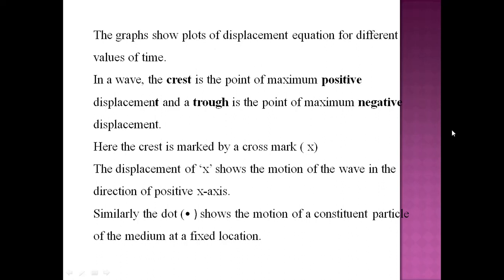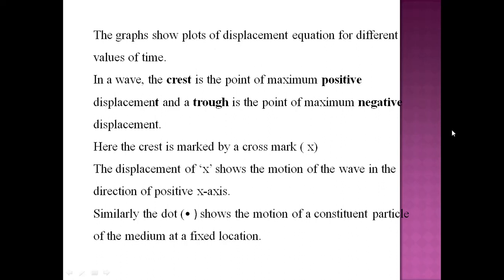So once again, the explanation is as follows. The graphs show plots of the displacement equation for different values of time. In a wave, the crest is the point of maximum positive displacement, and a trough is the point of maximum negative displacement. Here, the crest is marked by a cross mark. The displacement of the cross mark shows the motion of the wave in the direction of the positive x-axis.